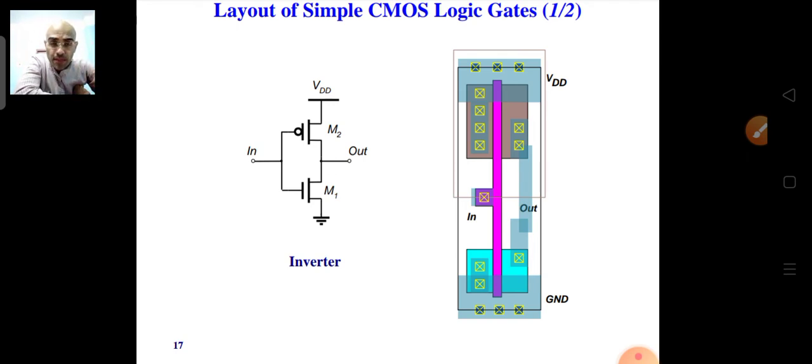So to draw the layout exactly, we use software tools, the layout tools, which are available in many of the software packages which we use for simulation. But for human understanding, we have to draw a rough diagram. That rough diagram which we draw is basically called the stick diagram.